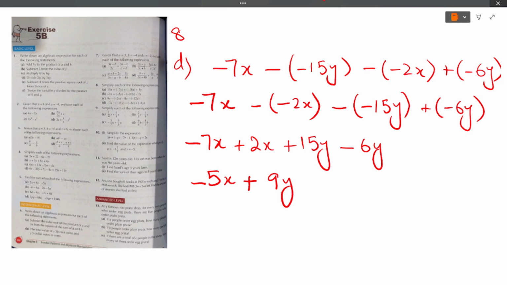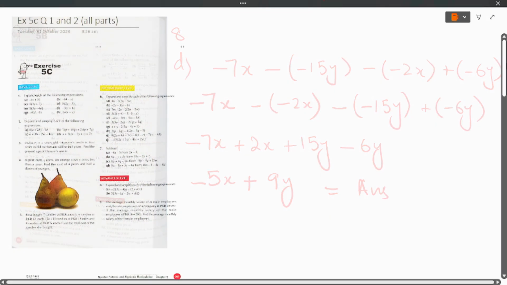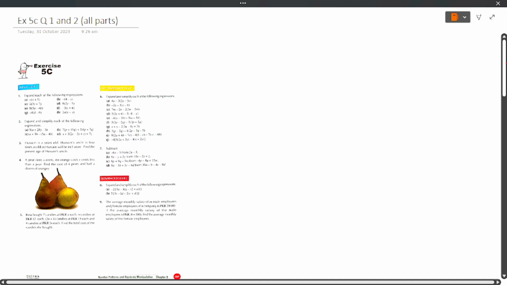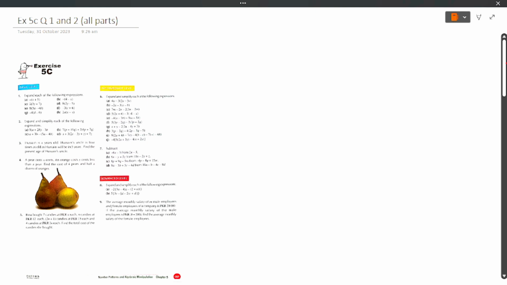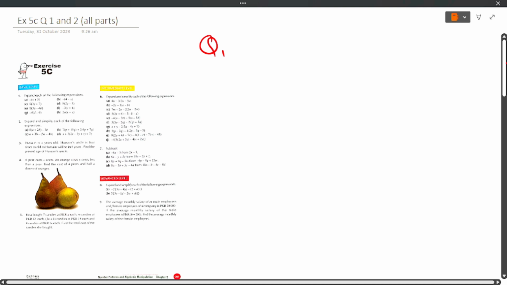Is there anything common here? Yes. 5, 9. Is there anything common? Yes, guys. Girls, no, nothing is common. So this is the answer for you. So it's very easy.